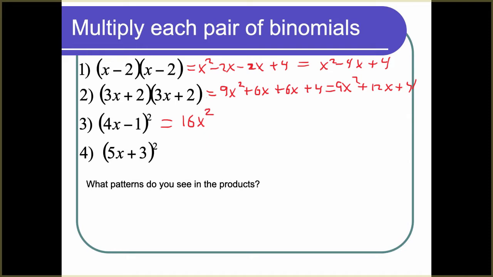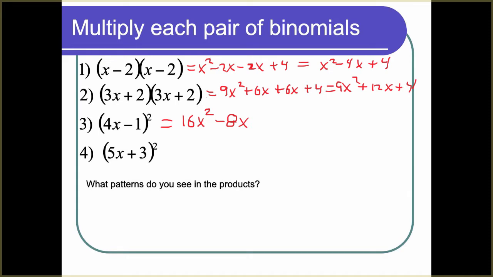You might notice on the first two, we have a negative 2x and a negative 2x when we multiply, because we have the same numbers multiplied together twice. So in this case, we'd have 4x times a negative 1, and we'd do it twice. So 4x times a negative 1 is negative 4x. If we do that twice, we have negative 4x and negative 4x, which is negative 8x.